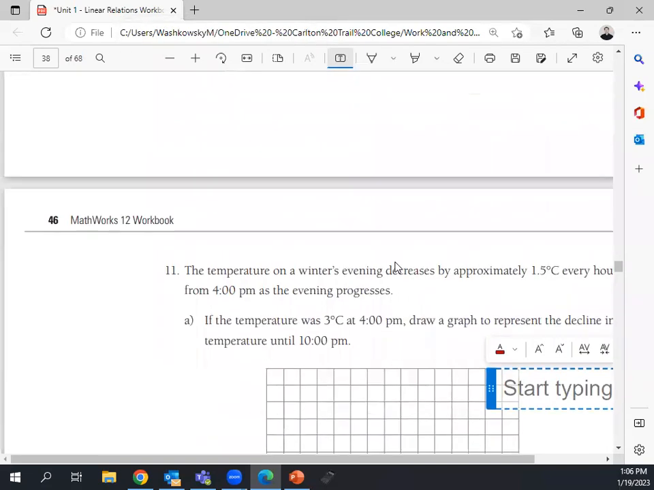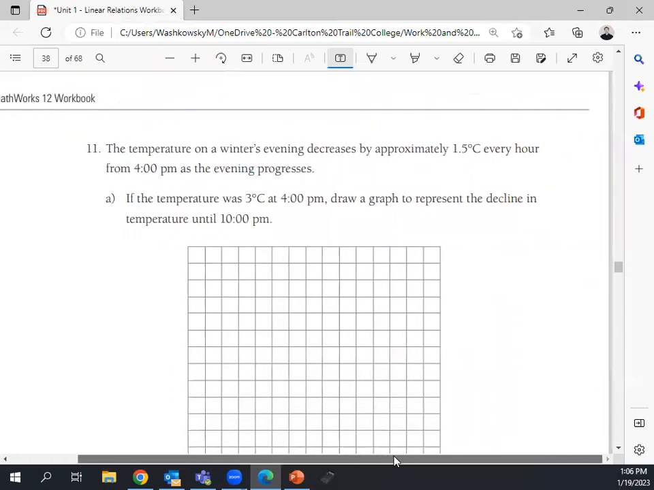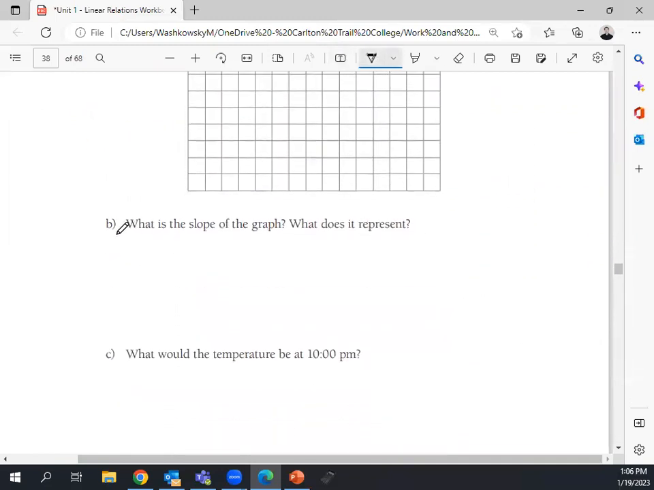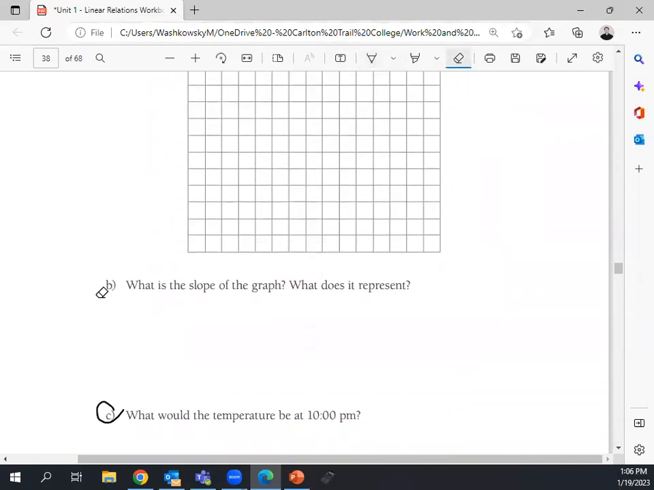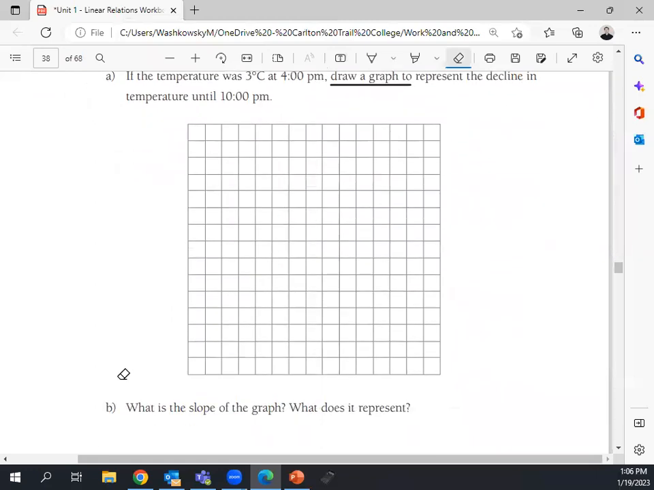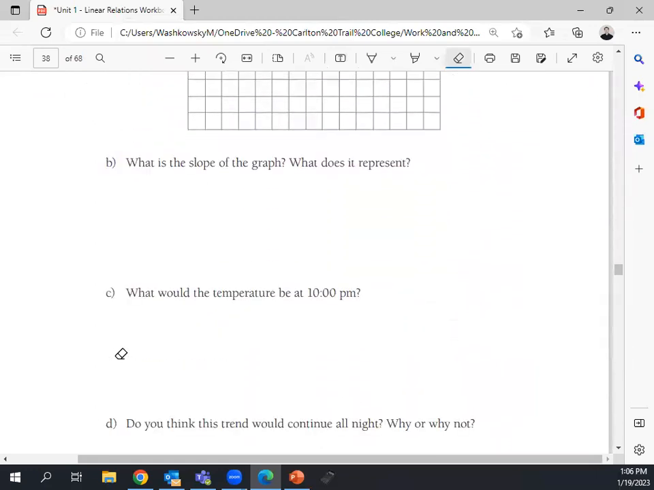I want you to do question 11 on your own. I will come take a look in 1 minute. I care a lot less about the graph part. I care a lot more about question B and question C. Frankly, if you can get the tables of values right and you can do the rest without it, you don't even need to draw a graph. But if you're not sure, draw the graph.